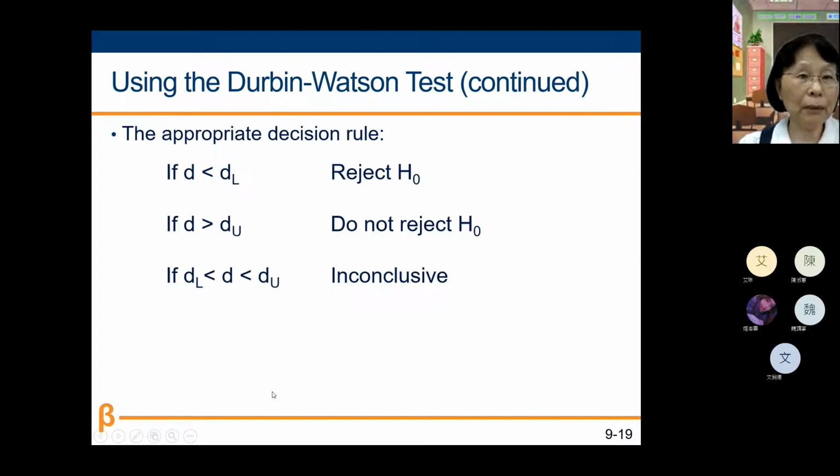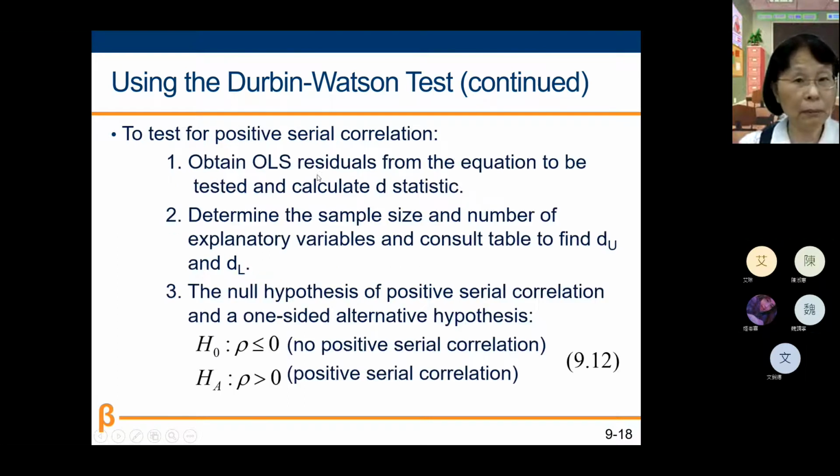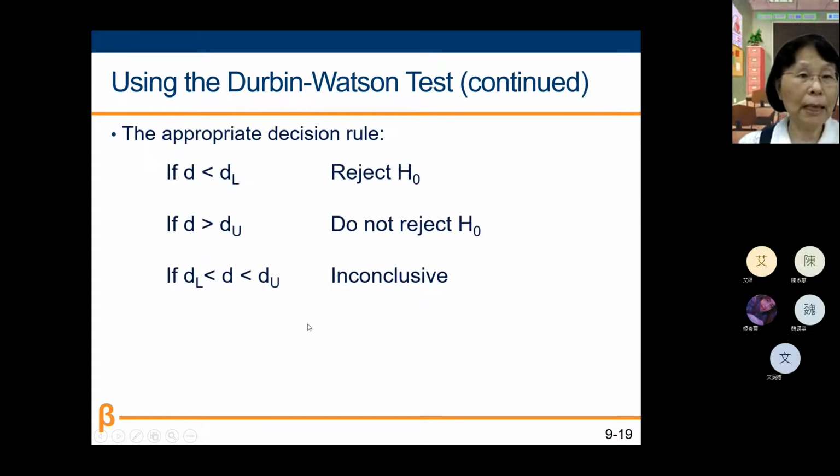Okay, and the appropriate decision rule: if D is less than the lower critical value, DL, then reject the null hypothesis, which means there is positive correlation. And if D is greater than the upper critical value, DU, do not reject, meaning zero correlation. But sometimes D falls between the lower critical value and the upper critical value, and it ends up in the inconclusive region.